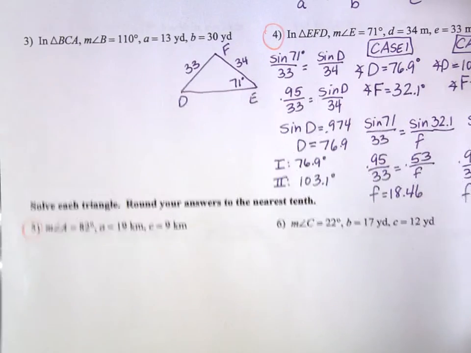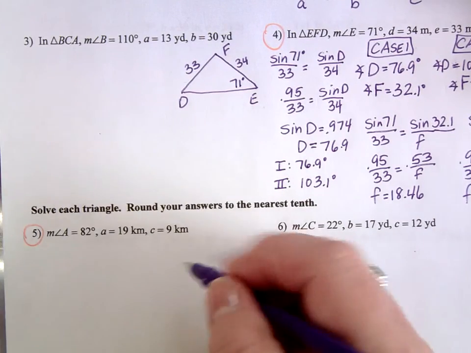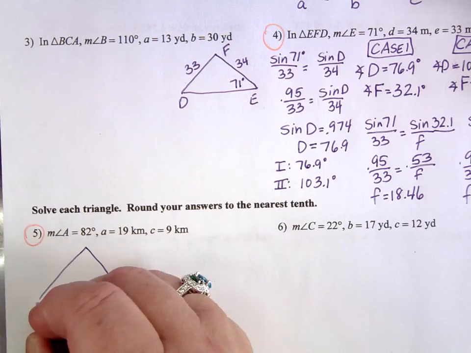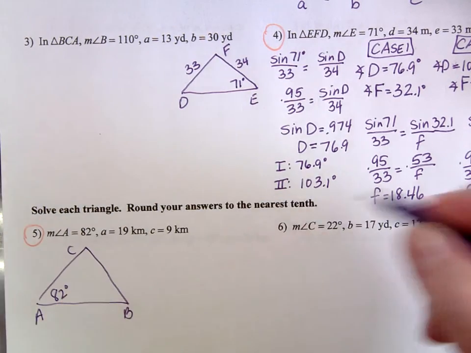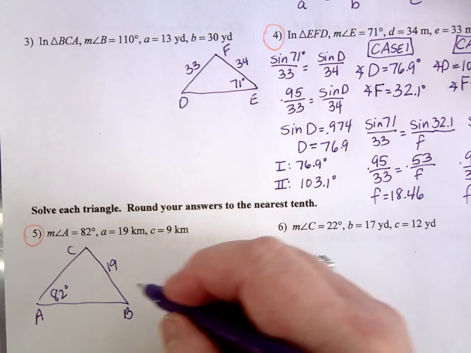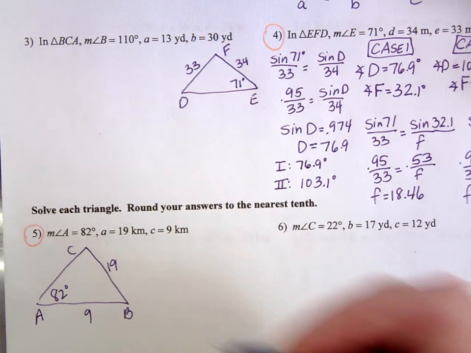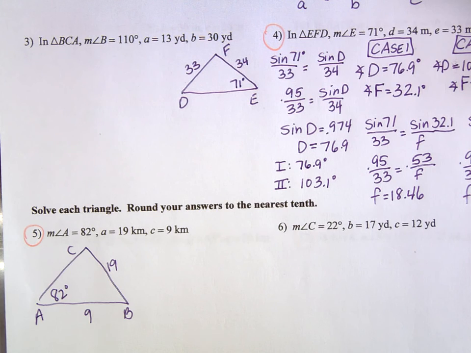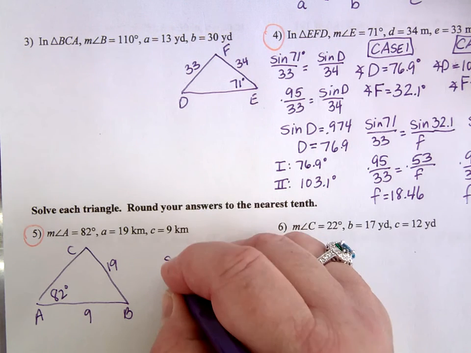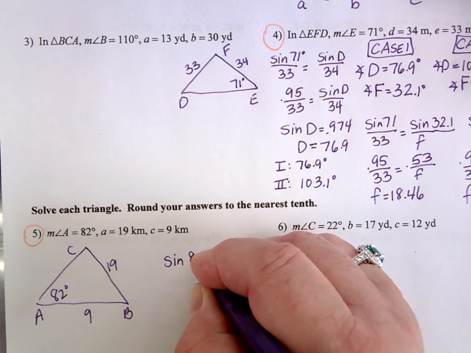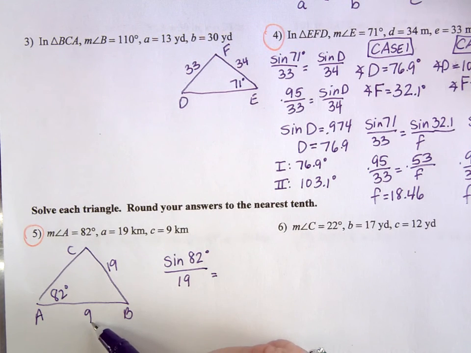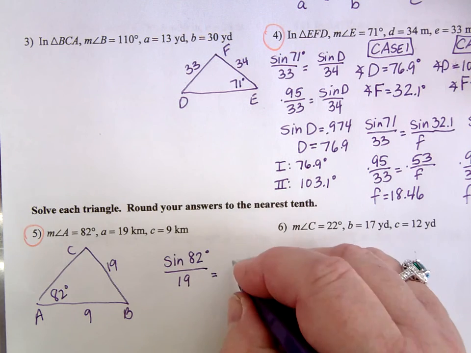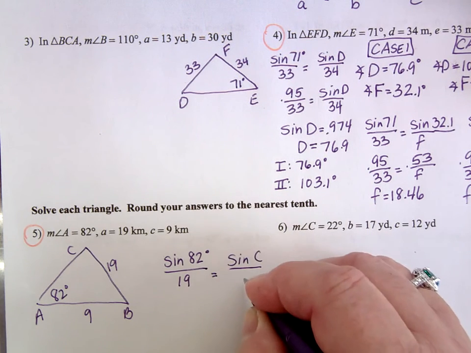Number 5 is the next one that I wanted to do. I'm going to draw a triangle. I'm back to ABCs. Here's my A, here's my B, here's my C. A is 82. Little a is 19. Little c is 9. They gave me two things about A, so that's how I'm going to start my law of sines. Sine of 82 degrees over its opposite side, 19. They told me something about C, so I'm going for angle C. The sine of C over 9.